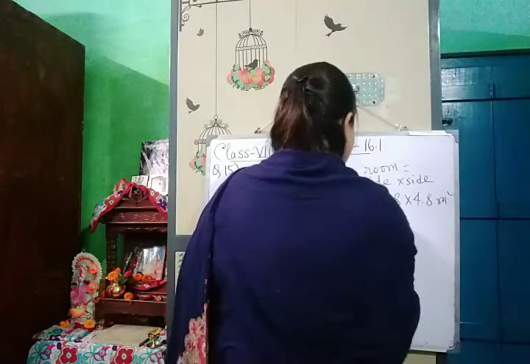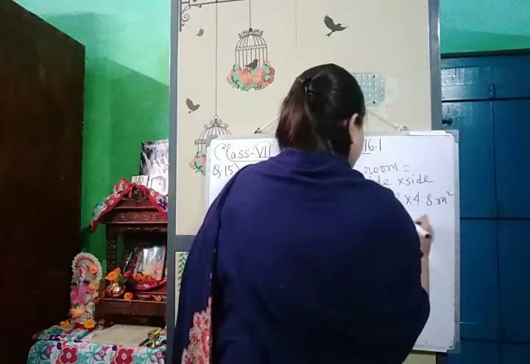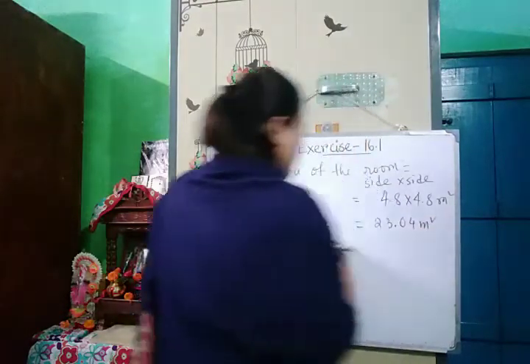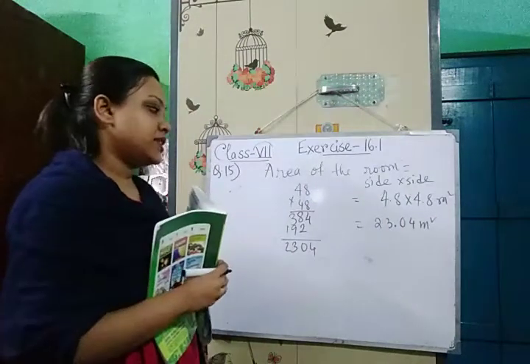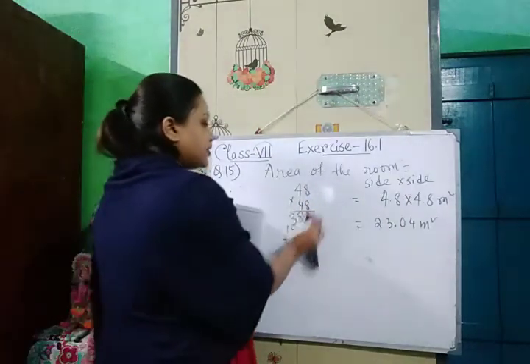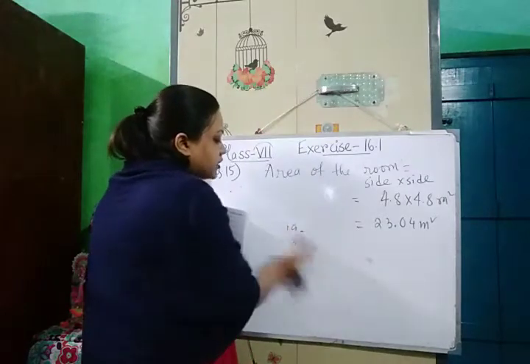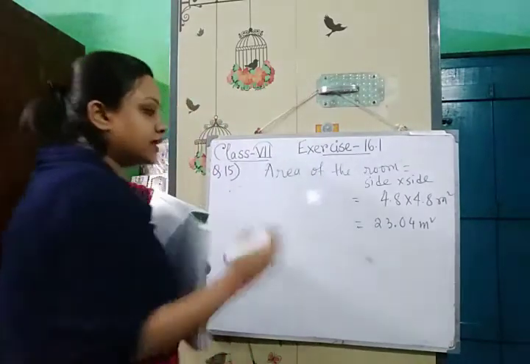So it's 23.04 meter square. Okay, 23.04 meter square, the area of the room. Now we will find out the area of each square tile.